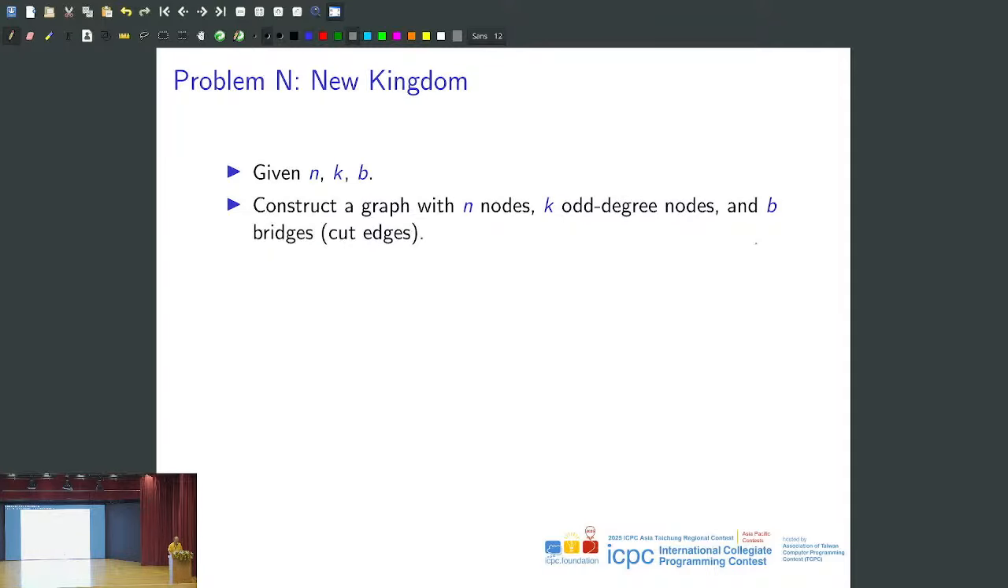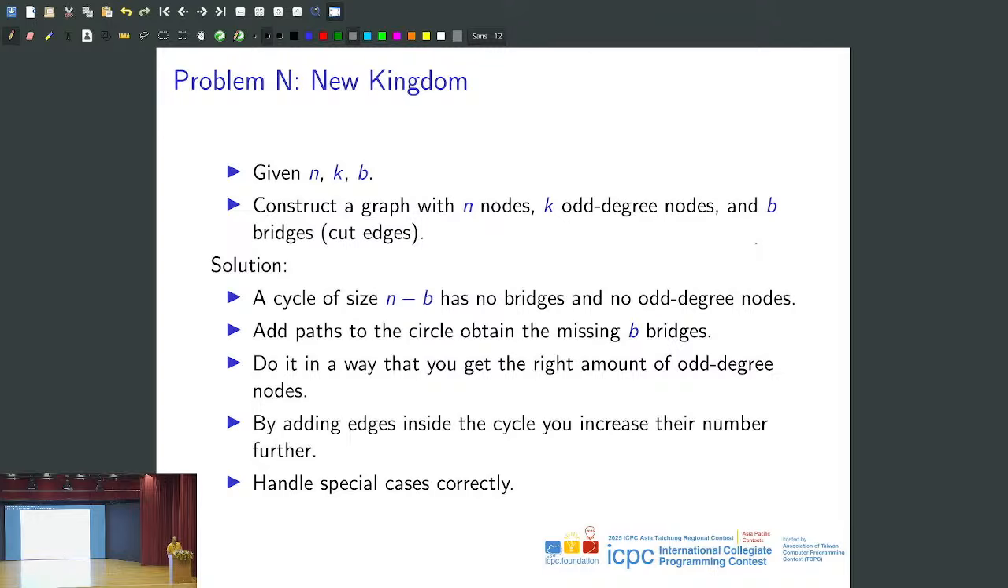Now, this is the last one. Here, it's a construction task, right? You get three numbers, n, k, b, and you construct a graph that has n nodes, and k of them should have odd degree, and b should be bridges. So the devil is in the details.